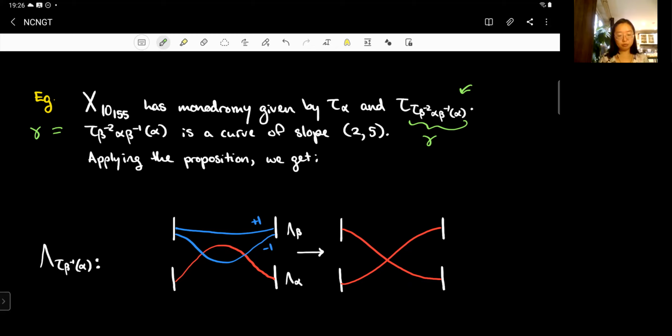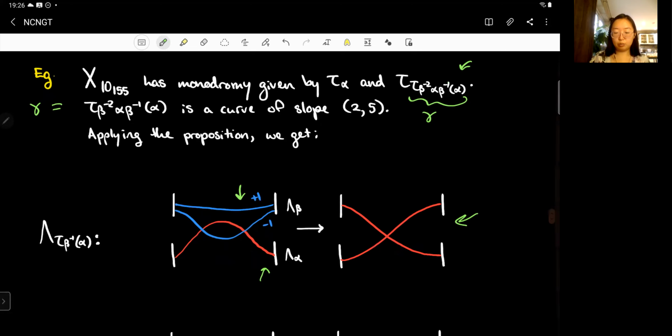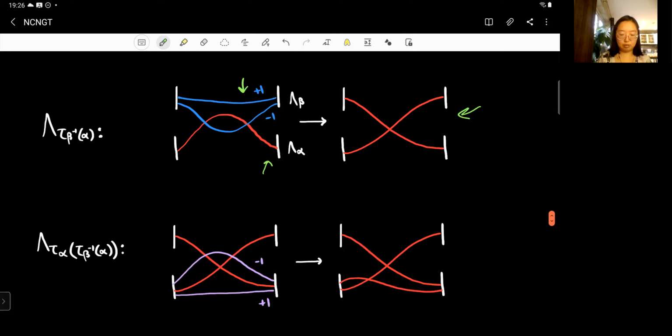So the Lagrangian lift of tau beta inverse of alpha is given as follows. We draw in lambda of alpha, and then we draw in this Dehn twist, and then we simplify, and we get this diagram. All right, now let's perform an additional Dehn twist about alpha. So we get tau alpha of tau beta inverse of alpha. We will do some handle slides, some cancellations, some Reidemeister moves, and we'll end up in the following diagram.